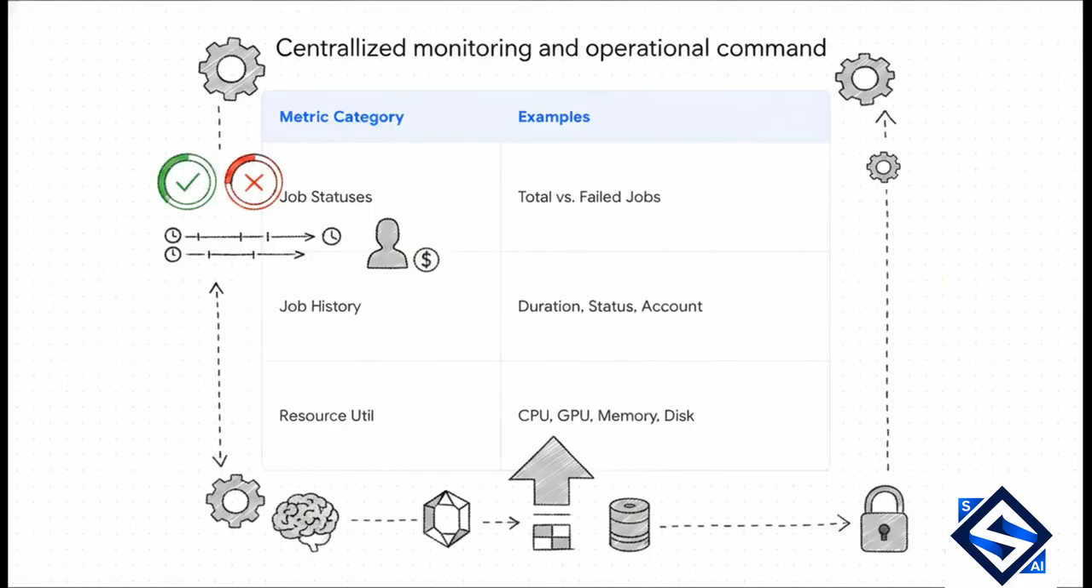Let's detail these specific metrics you absolutely should be tracking here. First up, job statuses. You need to see total versus failed processing and training jobs right at a glance. Second, job history. We're talking about tracking the duration, the specific instance type used, and the account origin. And third, resource utilization. Guys, this is absolutely critical. Tracking CPU, GPU, memory, and disk usage isn't just about system performance, it's the absolute key to identifying costly bottlenecks. I mean, if a team is out there requesting massive GPU instances, but they're only utilizing 10% of their memory, you are just burning enterprise capital. And this dashboard, it'll tell you exactly who's doing it.